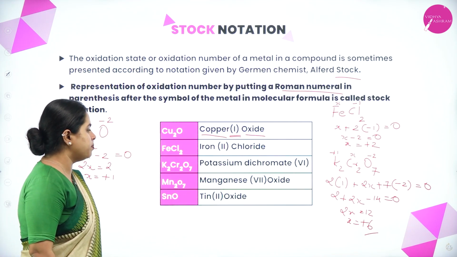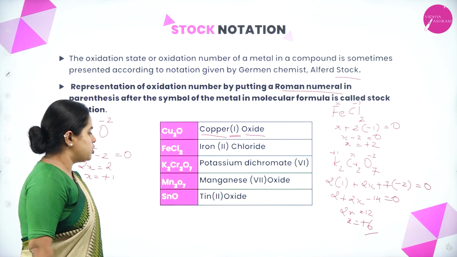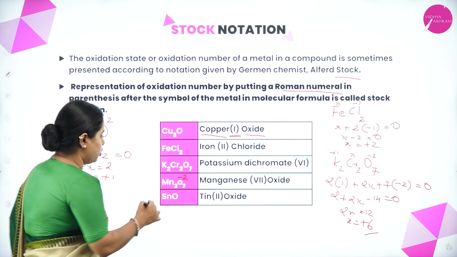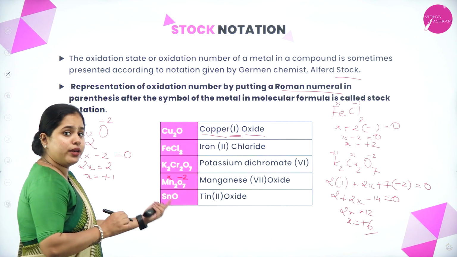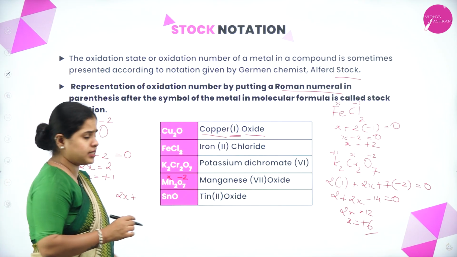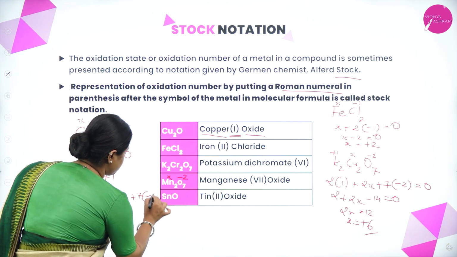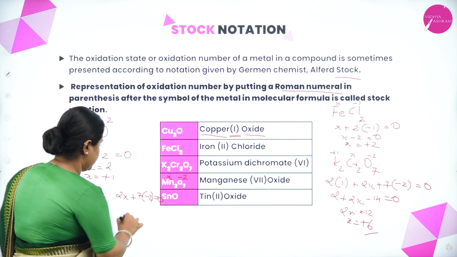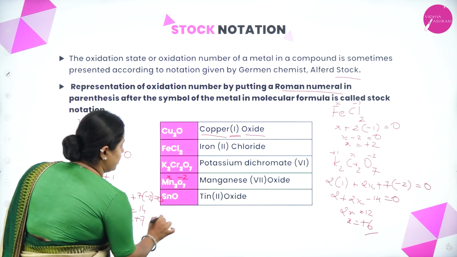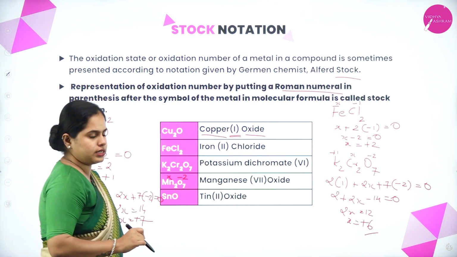Moving on to the next one, manganese oxide. Okay, so as you can see, oxygen is -2, right? Manganese we don't know, so we take it as x. So how many atoms are there? 2. So 2x plus 7 into -2 will be equal to 0, right? So 2x is equal to 14, x is equal to +7. So manganese(VII) oxide it is written.